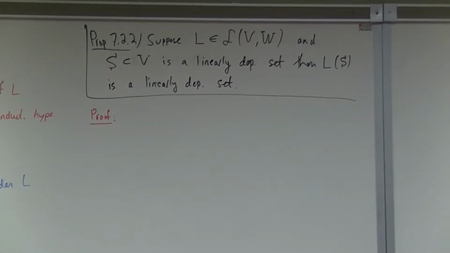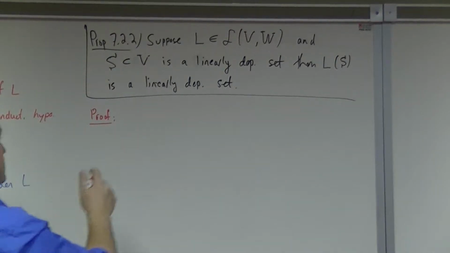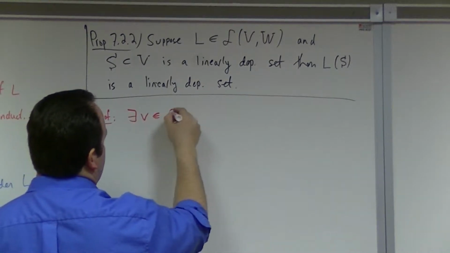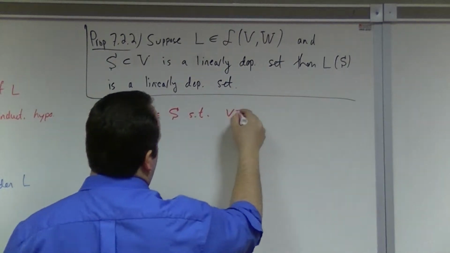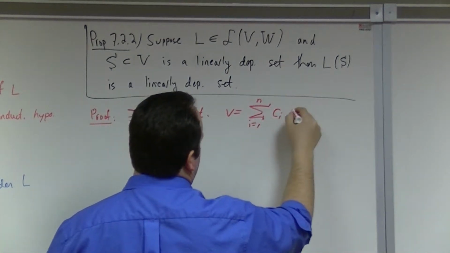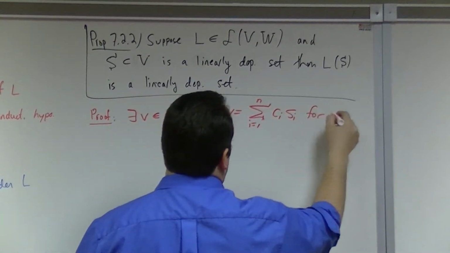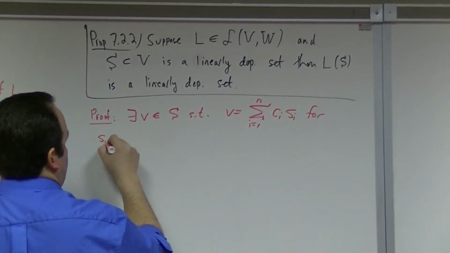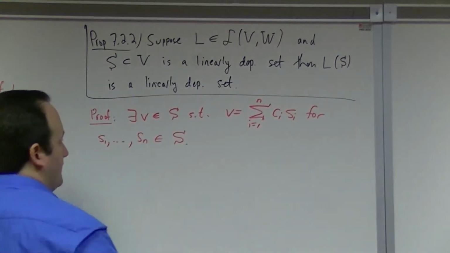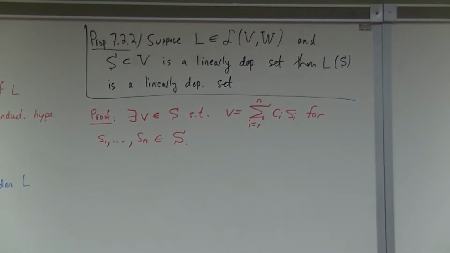So what does it mean for S to be a linearly dependent set? It means that there exists a V in S such that V is equal to a sum, i equals 1 to n, of c_i S_i, for S_1 through S_n in S. In other words, there exists a linear dependence in S. There's at least one vector V which you can write as a linear combination of other vectors in S, right?